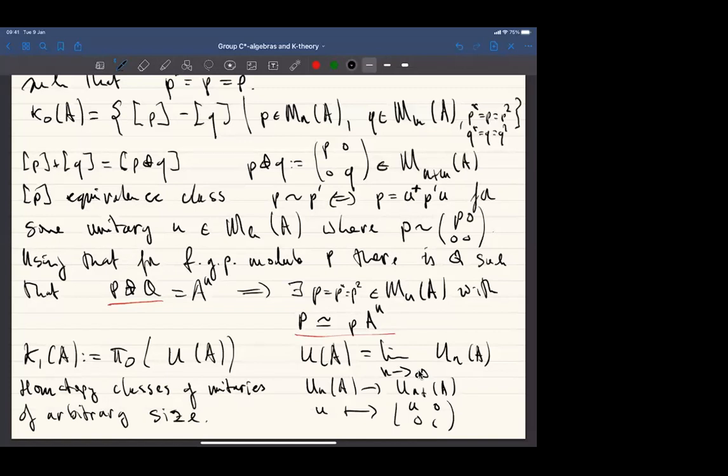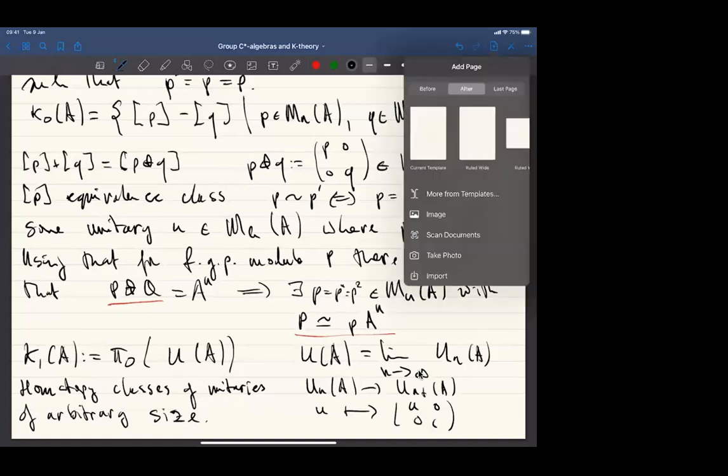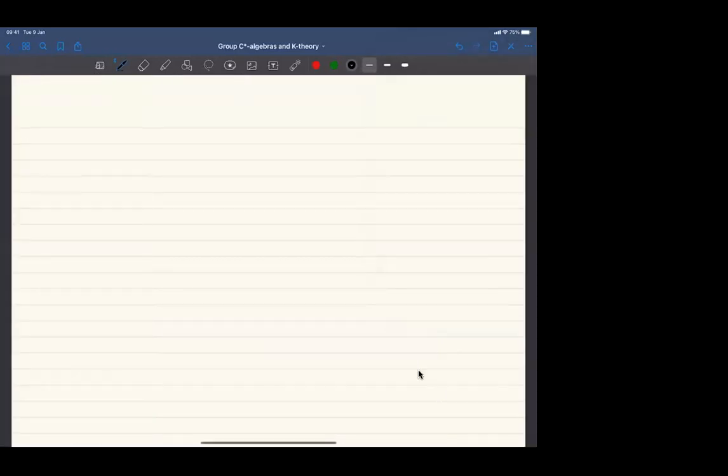So the description of K1 of A looks somewhat different. I don't want to dwell on it too much here, because we will later see that K0 and K1 are actually closely linked. But the philosophy is, if you have a projection somewhere in some matrix algebra, you get a K0 element. If you have a unitary somewhere in some matrix algebra, you get a K1 element. And these are the groups.